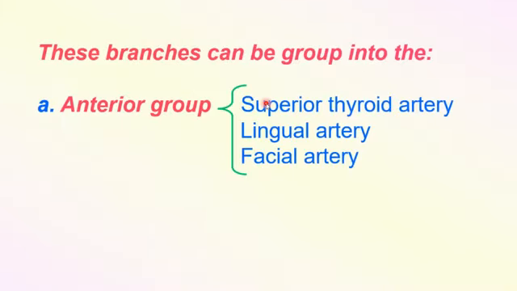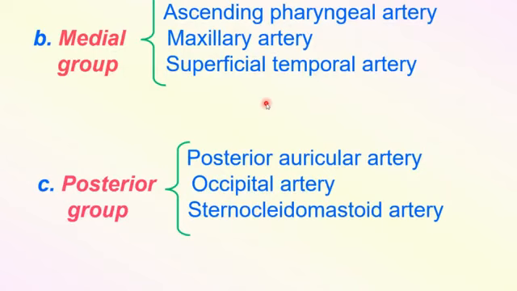So the anterior group is going to be the superior thyroid artery, the lingual artery, and the facial artery. The medial group is going to be the ascending pharyngeal artery, the maxillary artery, and the superficial temporal artery. And the posterior group is going to be the posterior auricular artery, the occipital artery, and then sometimes this little sternocleidomastoid artery, which doesn't always come off the external carotid artery.